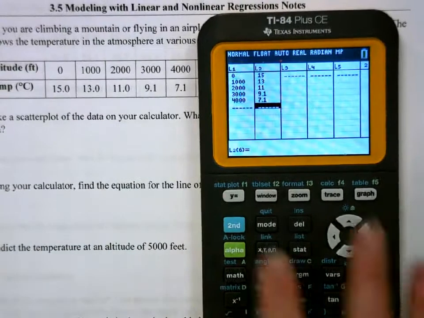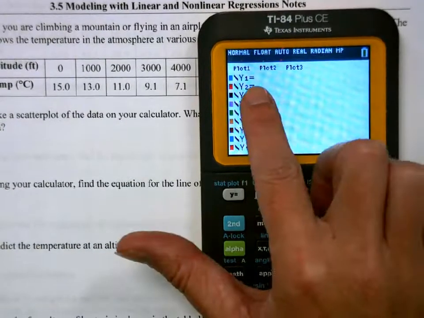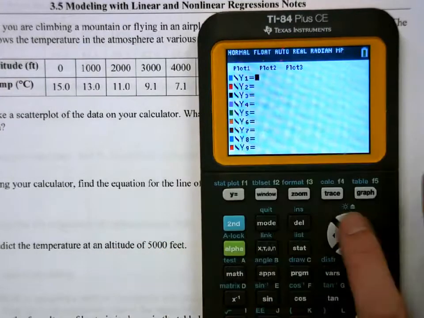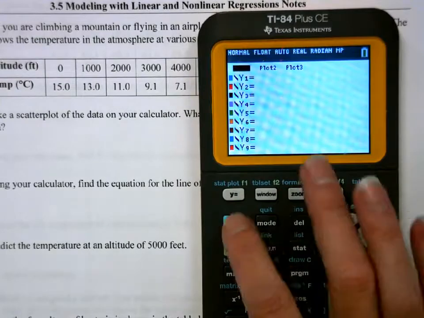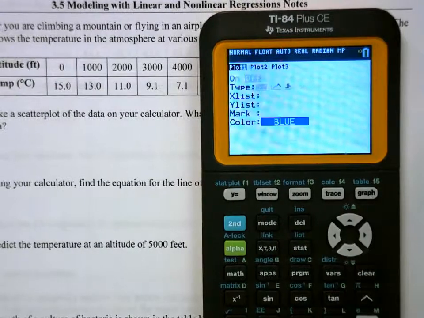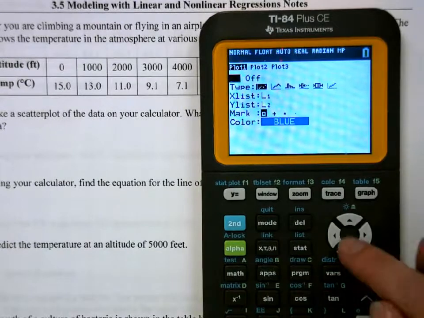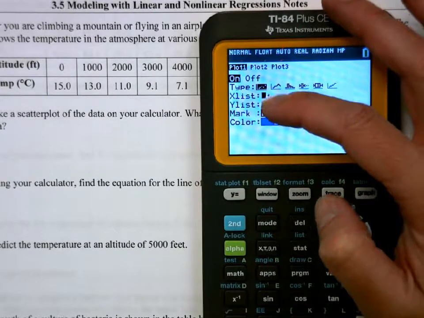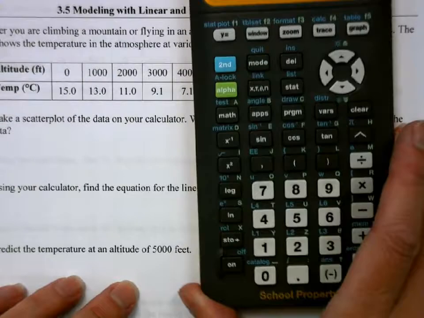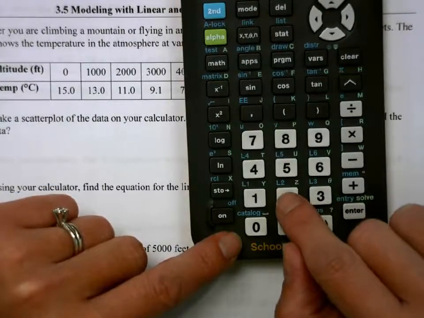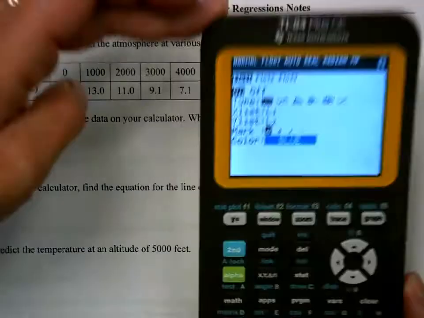All right. Now what we're going to do is you're going to go to y equals. If you have anything in your y equals, either delete them or unselect them. Then we're going to go up to second stat plot. Okay, we want our plot to be on. We want our type to be a scatter plot, and we want our list 1 and list 2. If those are not there, if it's something different, above the 1 and 2 button is list 1 and list 2. So you would just do second and that.